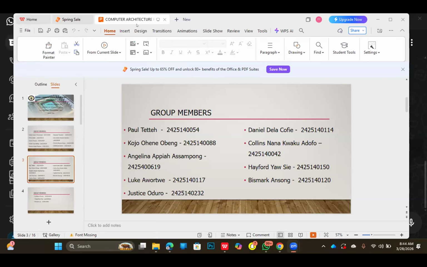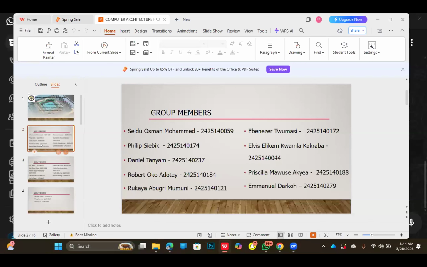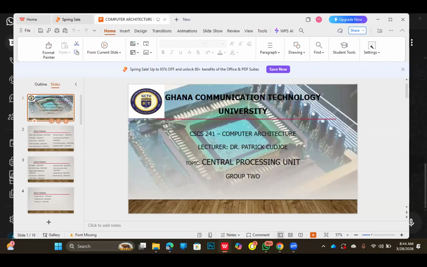Please, can we move to the next slide? Which group is this, please? Please, Doc, group 2. Okay. And what are you presenting on? We are presenting on the CPU, the central processing unit. Yes, Doc. So who gave you the topic on CPU? We were supposed to pick any one of the units to present on. Okay. All right. You go ahead.